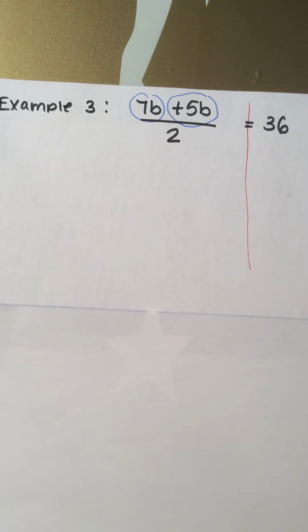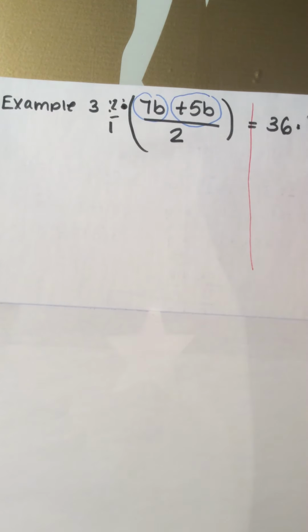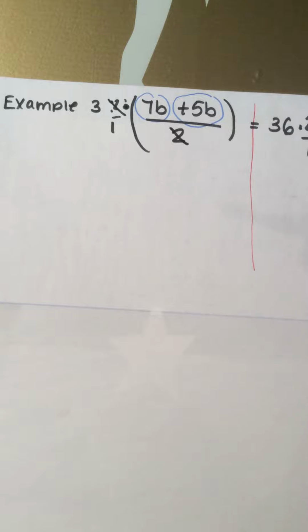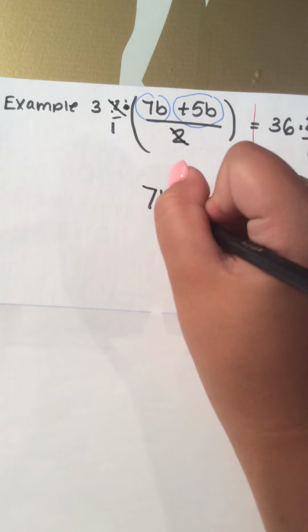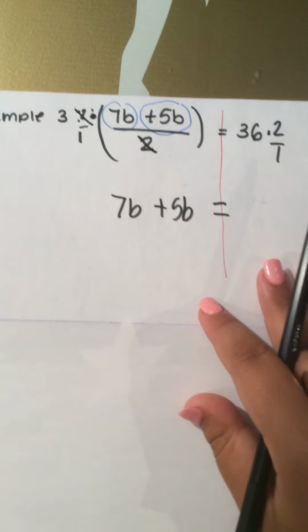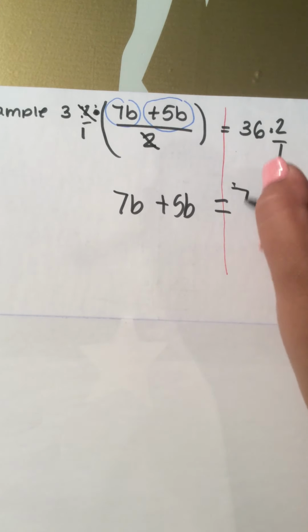I don't like the fraction. I want to get rid of the fraction as quickly as I possibly can because it just freaks me out. So to undo division, I'm going to multiply this by 2 over 1, this whole thing. And this is going to be multiplied by 2 over 1. The reason why you multiply by 2 over 1 is these 2's cancel and go bye-bye. Anything over 1 is itself, so I'm left with 7b plus 5b equals, and then I'm going to take this and do 36 times 2. Well, 36 times 2 is 72.